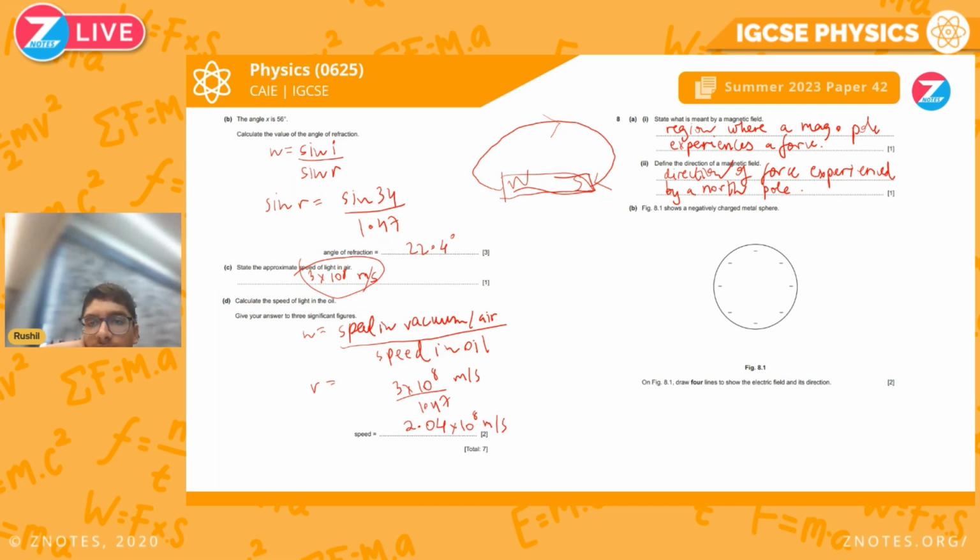Question B asks us, it shows a negatively charged metal sphere. Draw 4 lines to show the electric field and its direction. Electric fields are similar to magnetic fields. Electric fields go from positive charges to negative charges. So since these are negative charges, electric field lines will be drawn towards them. So we can just draw 4 lines here. And it's very important that the lines touch the sphere. There's one mark for that. That's most important. They must be touching the sphere.